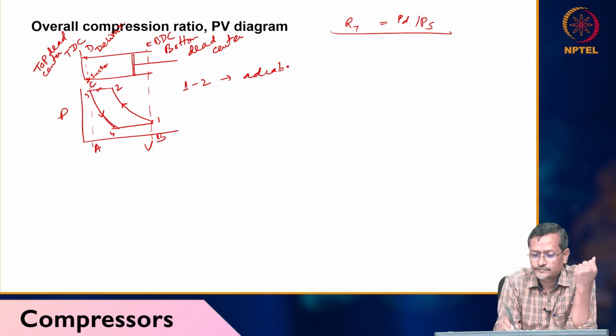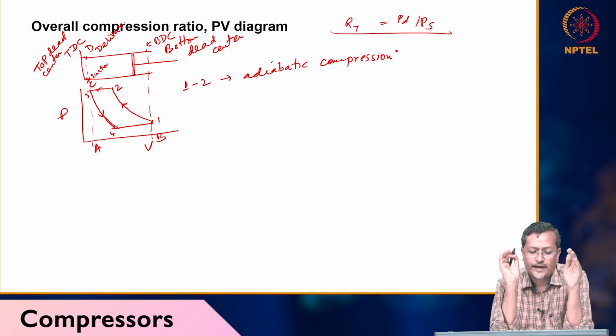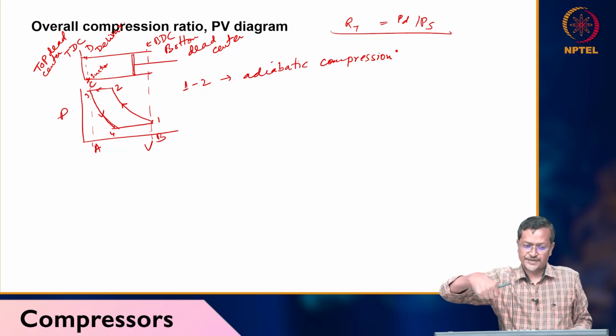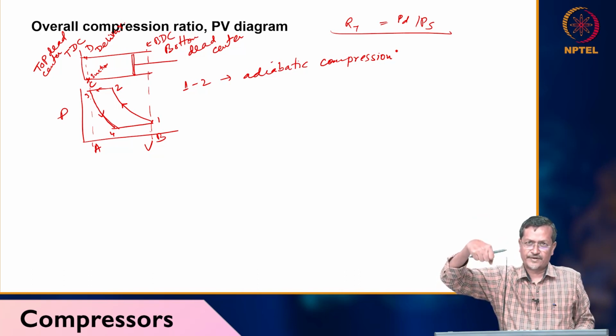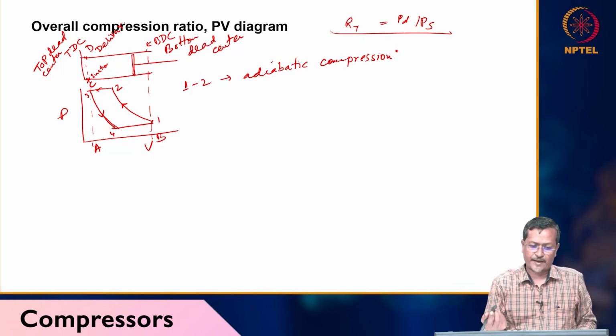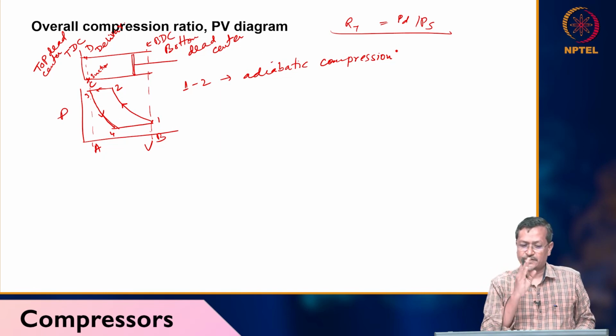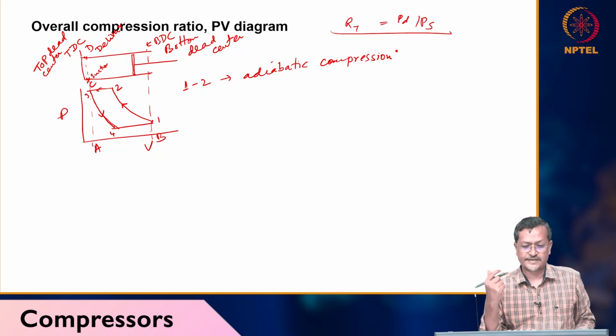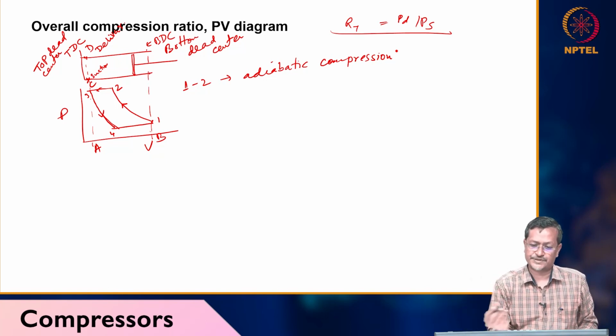1 to 2 is adiabatic compression. Okay, I am assuming that when you are compressing with a cycle pumper, the event is happening very quickly, so it is adiabatic, with no heat transfer happening. If heat transfer is happening, then it can be a polytropic process. Polytropic means neither adiabatic nor isothermal. Isothermal means it is very good, but we cannot achieve that. Normally it will be a very fast process, so let's assume it is an adiabatic process.